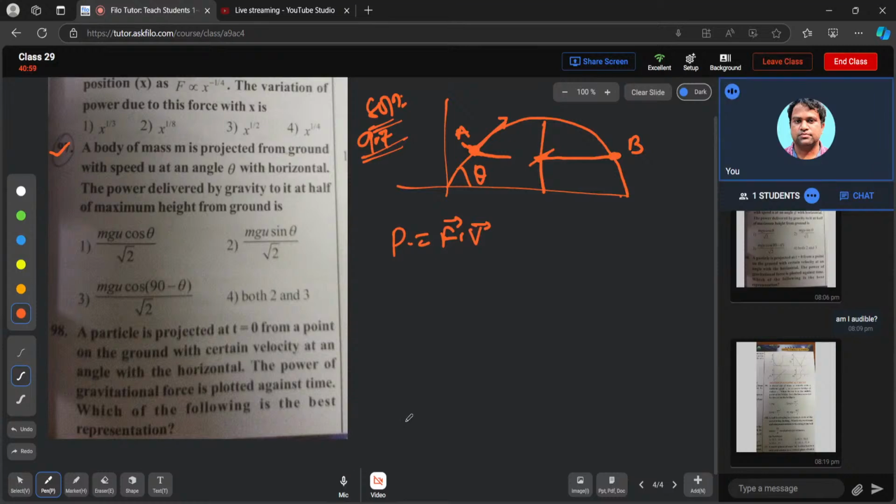F dot v. So H max formula is what? u square sin square theta by 2g, right? What is H max formula? u square sin square theta by 2g.